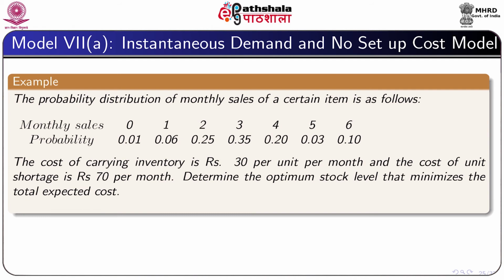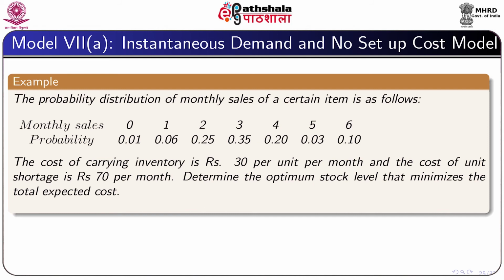Now, we will take an example to demonstrate the model. The probability distribution of monthly sale of a certain item is given below. Monthly sales are 0, 1, 2, 3, 4, 5 and 6, and the corresponding probabilities are 0.01, 0.06, 0.25, 0.35, 0.20, 0.03 and 0.10 respectively.